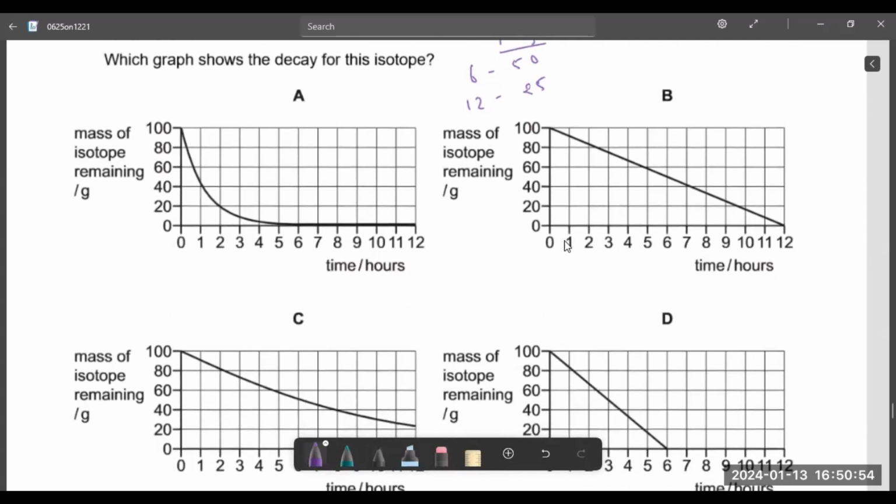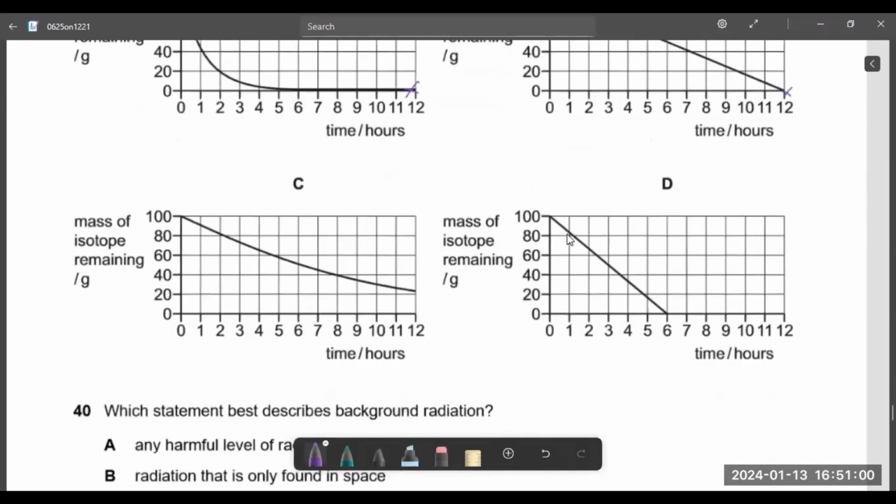So in the first graph at 12 it is 0. This is wrong. Here also it is 0. That's wrong. In this case, at 6 itself, it is 0. So this one we will check. At 6, it needs to be 50. That's correct. And at 12, it is on this line around 25. So C is the correct option.